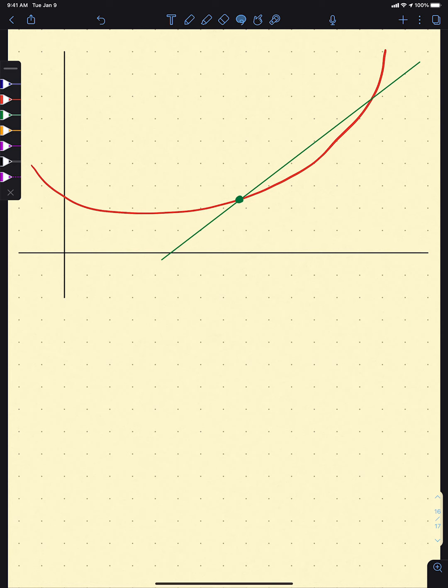So if we call this point A, then this is going to be A plus H, right? For some value of H, this is f of A, and this is f of A plus H, right?